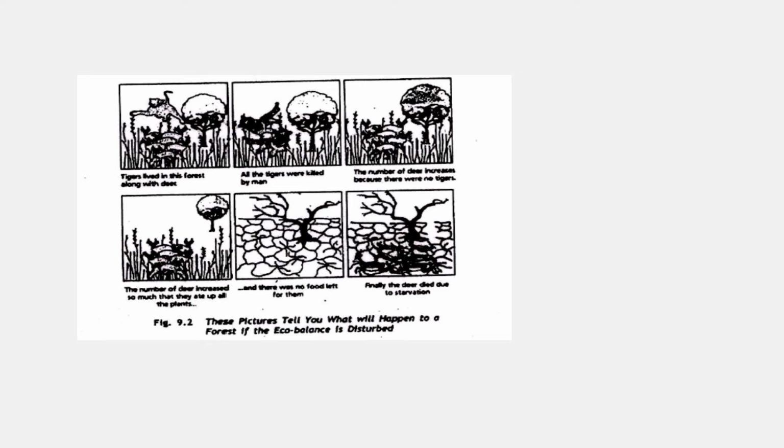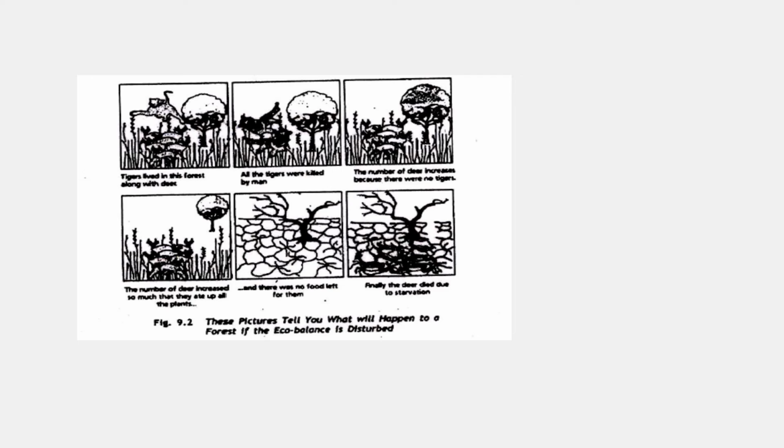Are you clear? In the top three pictures, tigers lived in this forest along with the deer. First picture. Second picture, all the tigers were killed by man. Hunting. Right? Third picture, the number of deer increases because there were no tigers. So, ecobalance disturbed. Right? Then bottom, the number of deer increased so much that they ate up all the plants.